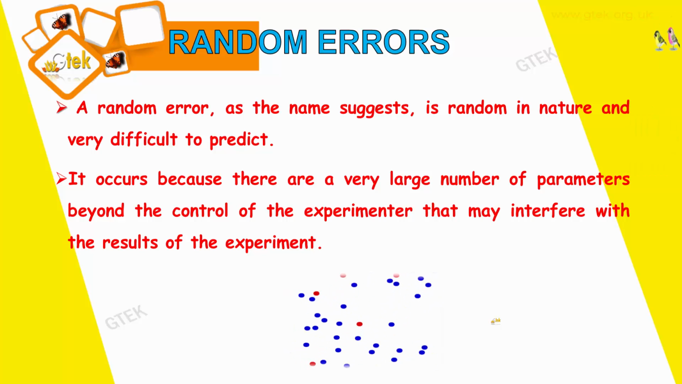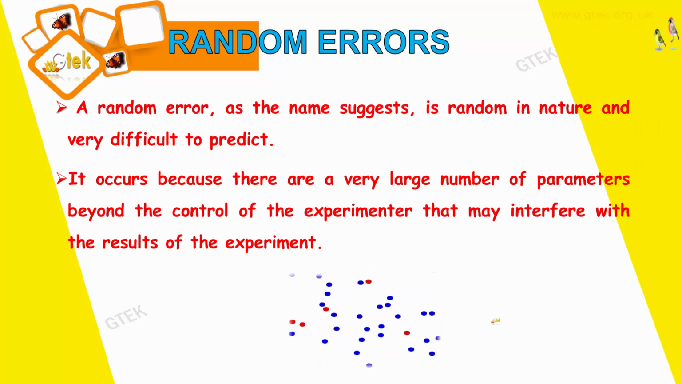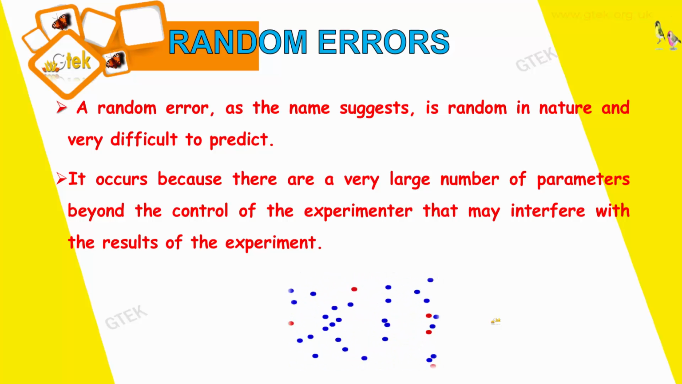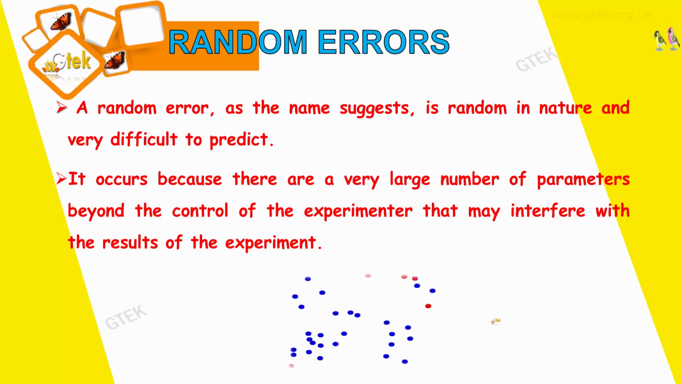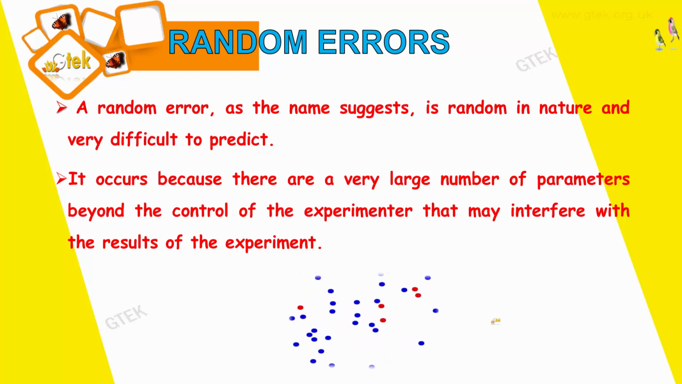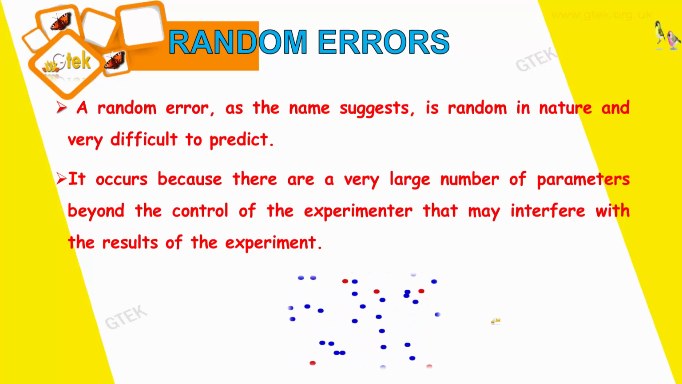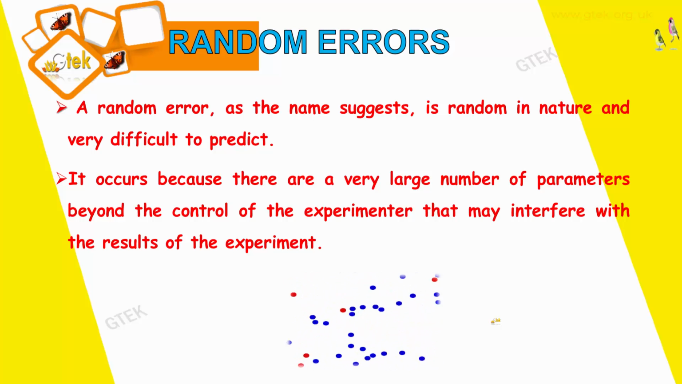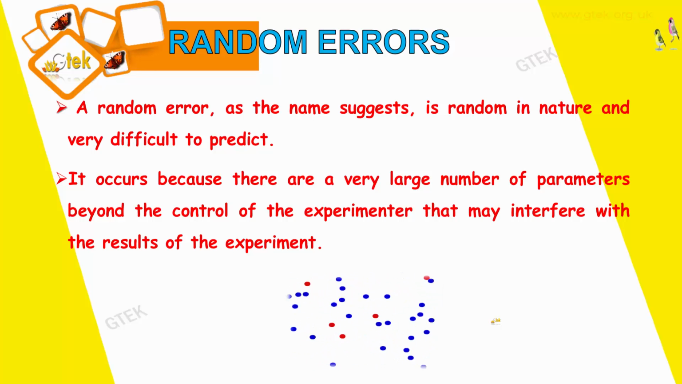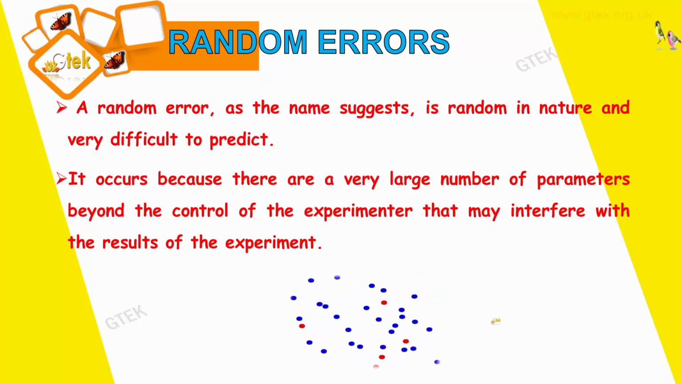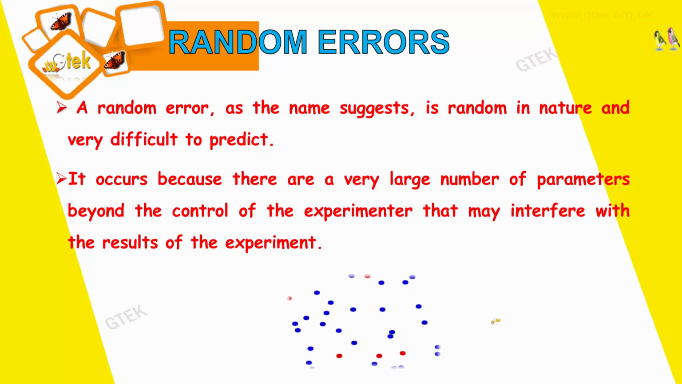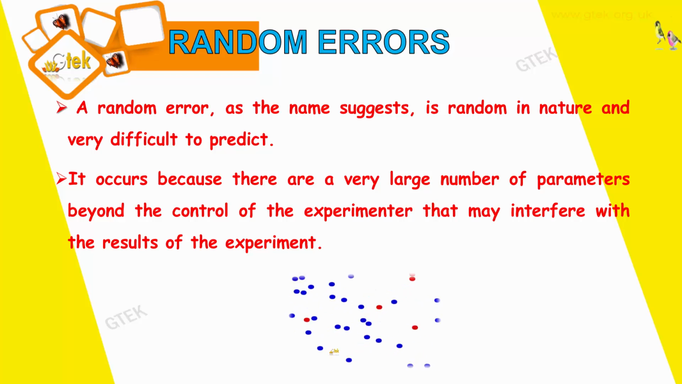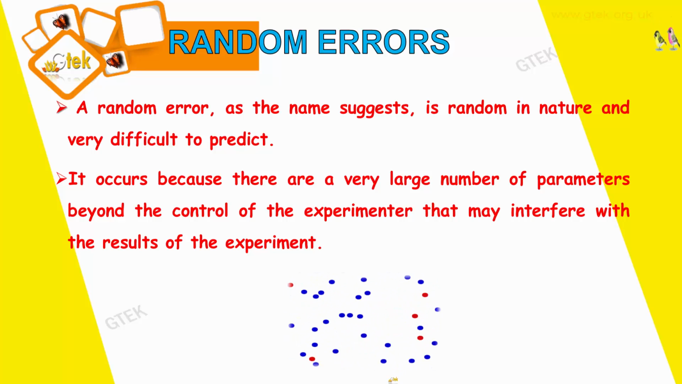Now let's talk about random errors. A random error, as the name suggests, is random in nature and it is very difficult to predict. It occurs because there is a very large number of parameters beyond the control of the experimenter that may interfere with the results of the experiment. Here you can see the red balls representation, which emphasizes the random errors.